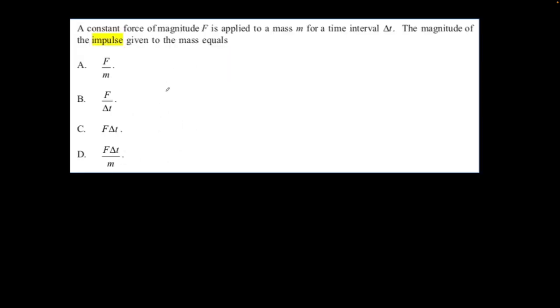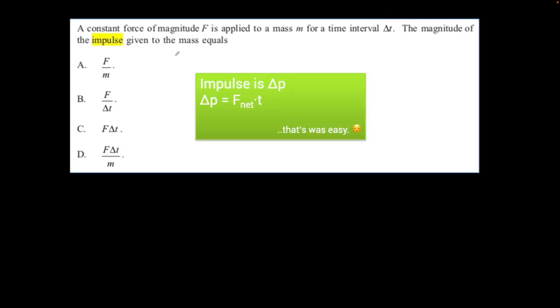This guy here, constant force, there's a time interval. What's the impulse? Well, we just got to figure out what impulse is, and impulse is delta P. We've defined impulse a couple times like this. Impulse is net force times time. Well, there's the net force, and there's the time. So there's an equation that works.